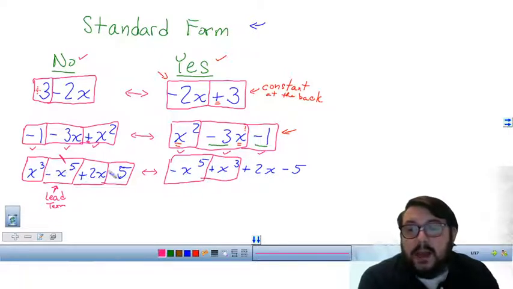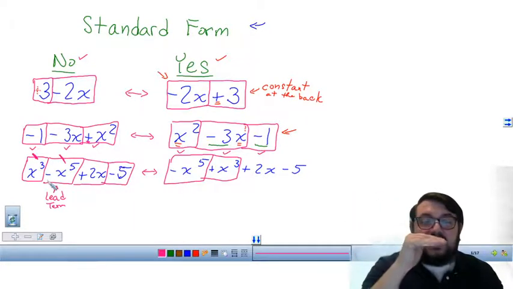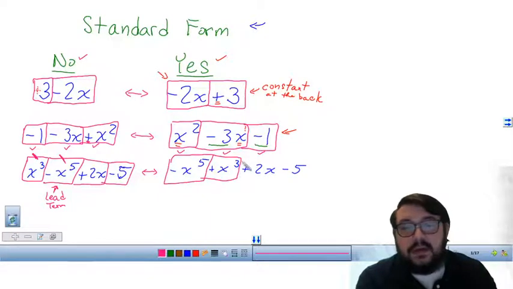Because when I look at all my variable exponents, I see that that's the next biggest one. So it's kind of like putting them in size order. We're going to go from biggest to smallest. Okay, so now what did I put next?